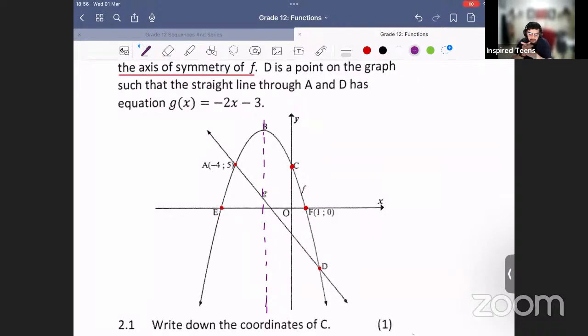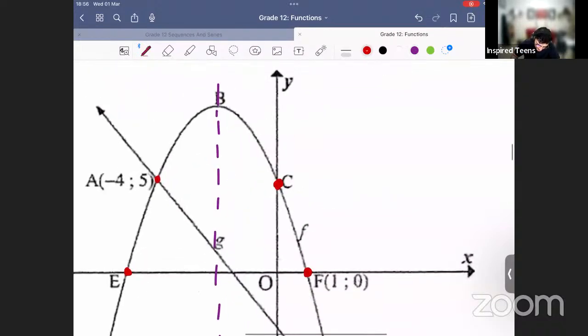Okay, so the first thing we're going to talk about is, why is it 0 and 5? Basically, because that statement is telling us, since it's a reflection, that A and C are the same distance from the axis of symmetry. So this line is equal to that line. That's why it's saying it's a reflection about it.